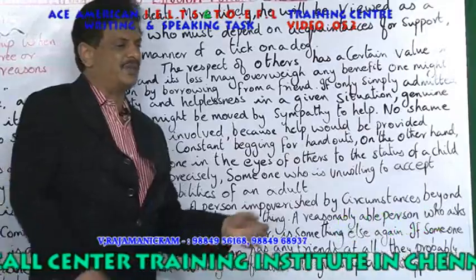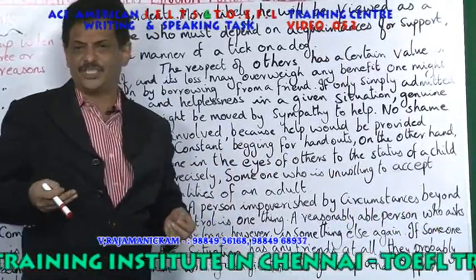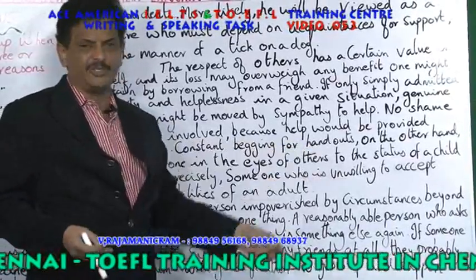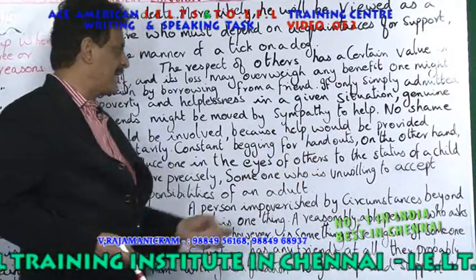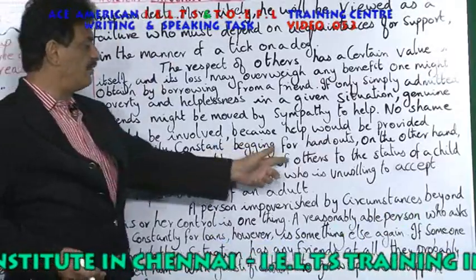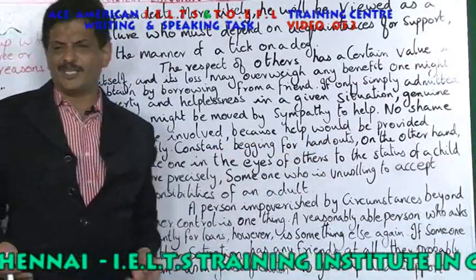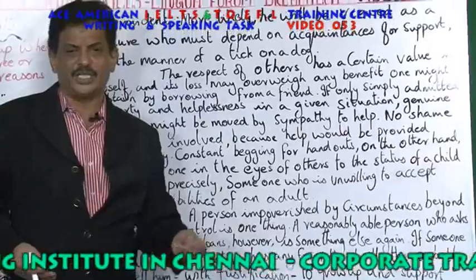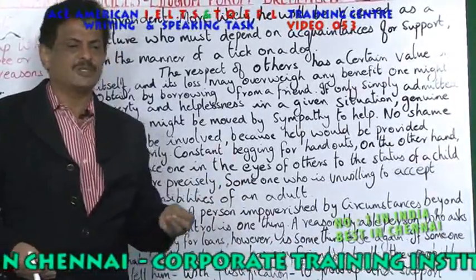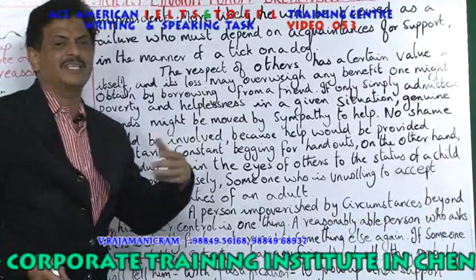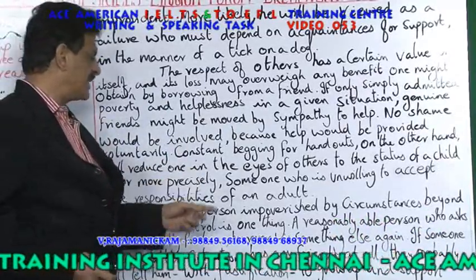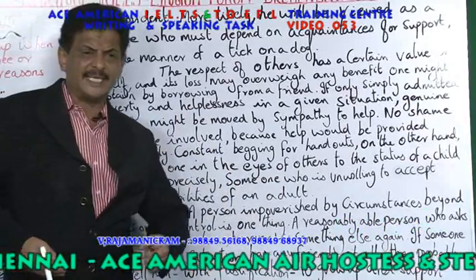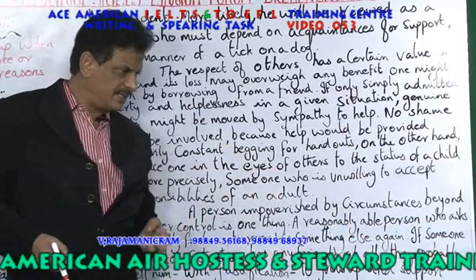Constant begging for handouts means what? You come and ask me, give me money for lunch, give me money for a dress, give me money for a movie. So when you keep on asking for handouts, what does it mean? Handouts for small expenses, on the other hand, will reduce one in the eyes of others to the status of a child. So you keep on coming and asking, give me, my dear friend, give me 100 rupees, I want to eat lunch in the hotel. Then at night you come and ask me, give me some money for the bus. So I look at you as a child because a child always depends on elders. Or more precisely, someone who is unwilling to accept the responsibilities of an adult. What is the difference between an adult and a child? A child always gets help from others, isn't it?